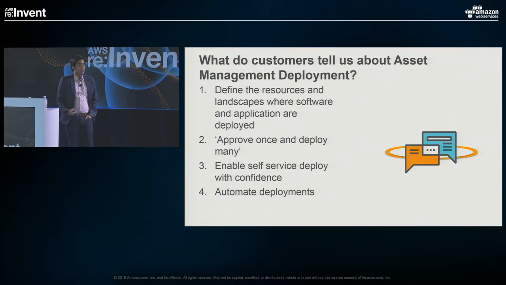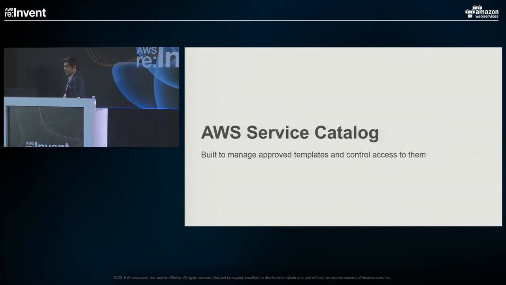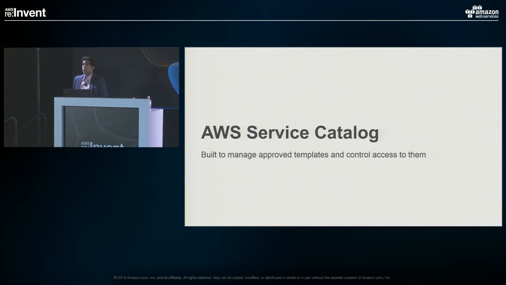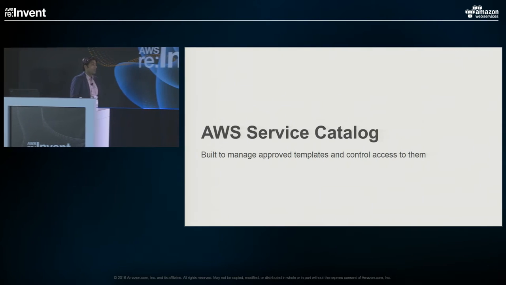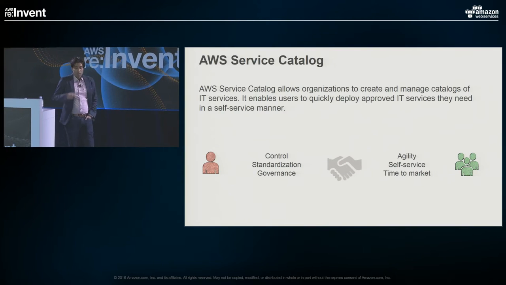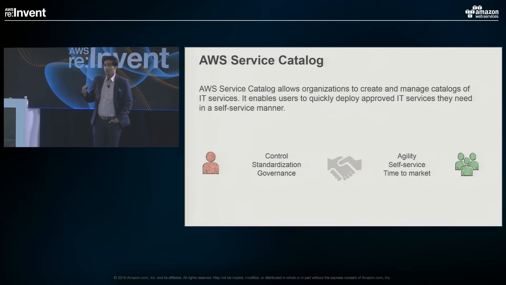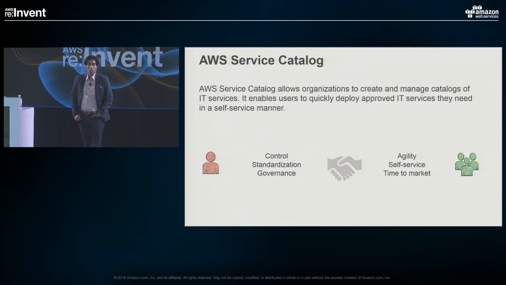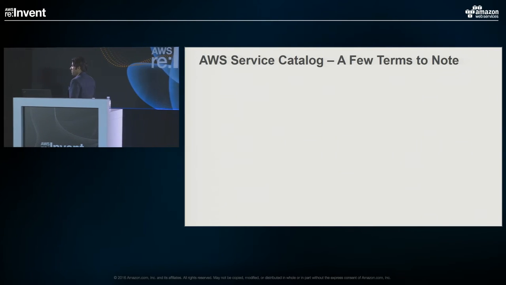So if you want to put this all together, AWS has released AWS Service Catalog. The whole point of Service Catalog is to be able to build and manage approved templates and to be able to control how they can be accessed and deployed. So the key pieces, you want to be able to, on one side, allow for standardization and governance, but then also not impact the agility and speed that your product teams and development teams want to have in order to advance.